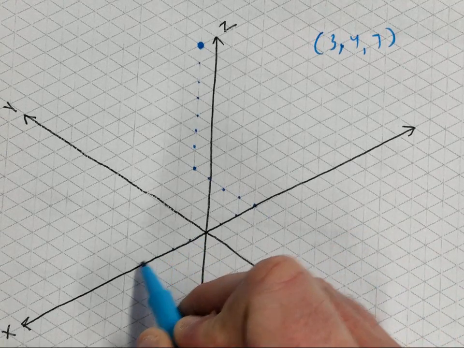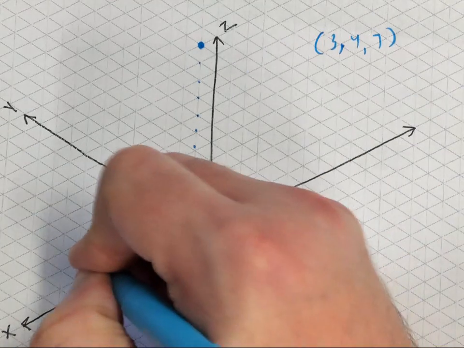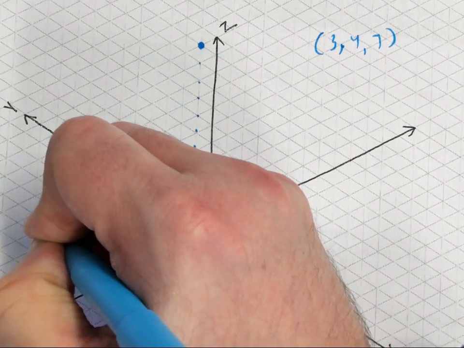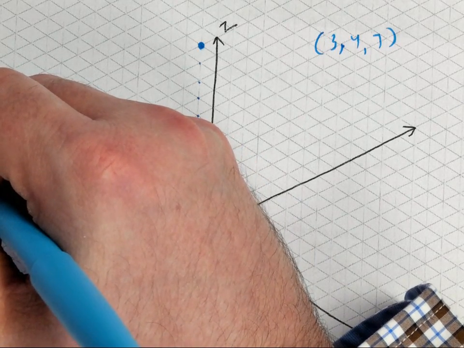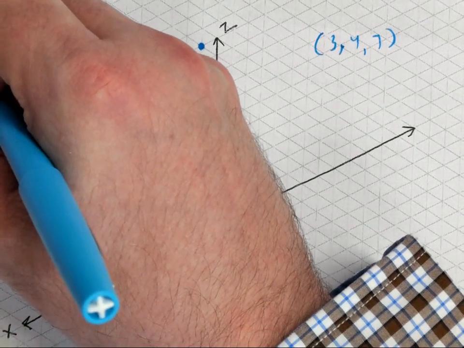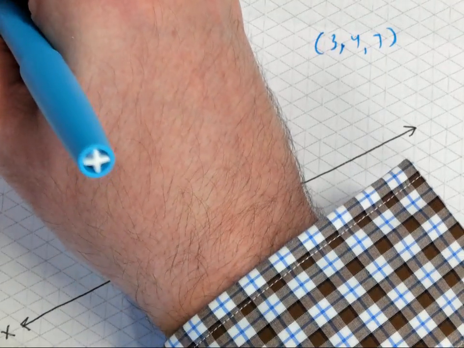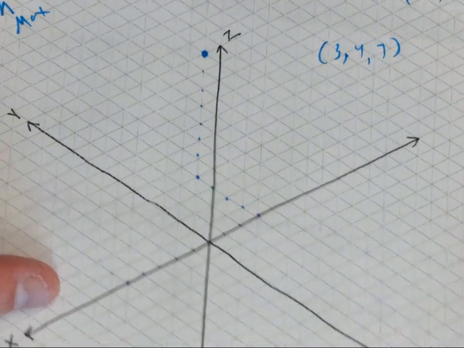1, 2, 3, 4, 5 in the negative direction. Then 10: 1, 2, 3, 4, 5, 6, 7, 8, 9, 10. Then we're going up 11: 1, 2, 3, 4, 5, 6, 7, 8, 9, 10, 11. I'm going to call that Max right there.